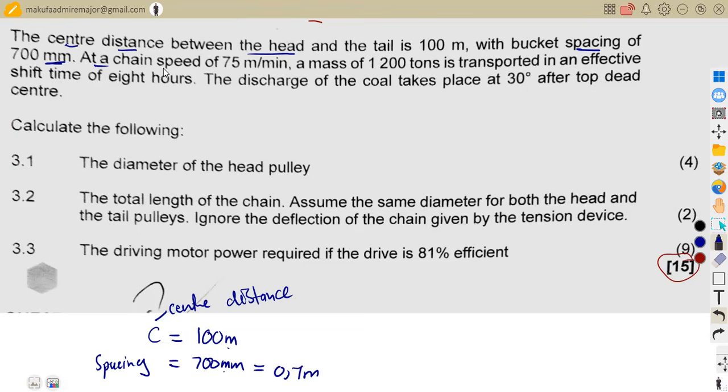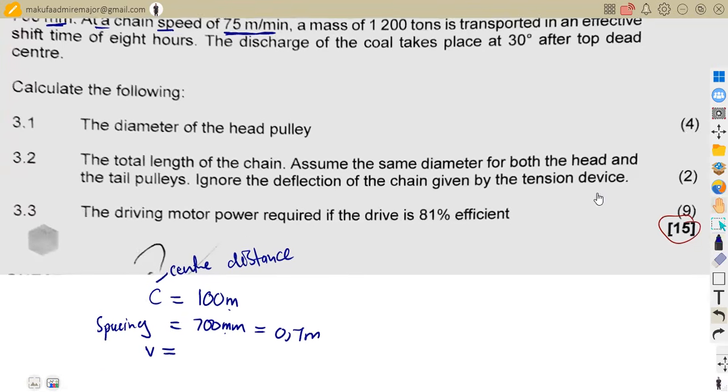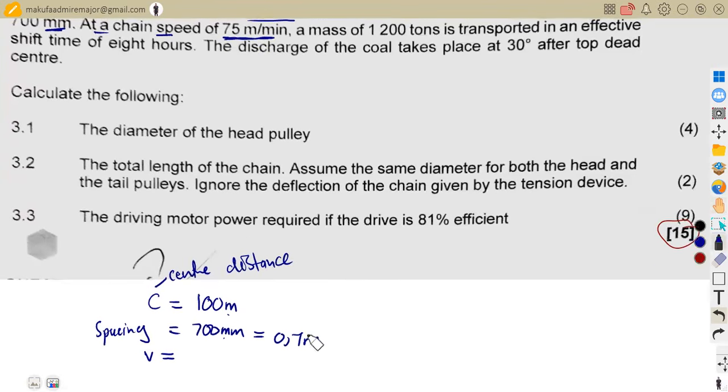At a chain speed of 75, take note, meters per minute, our velocity, which is the speed, is supposed to be in meters per second. So we are given the speed, which is V. Remember V for velocity, which is the speed of the chain. It's 75 meters per minute, but it is supposed to be in meters per second.